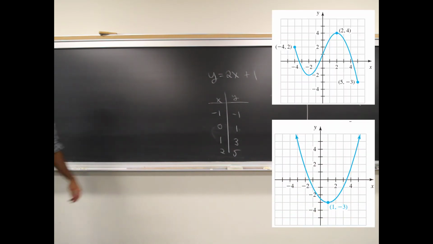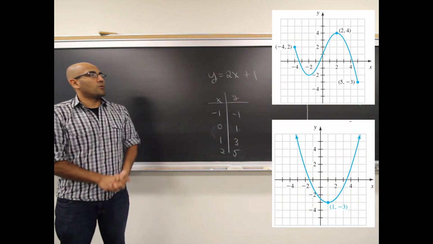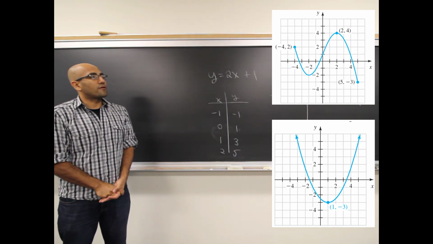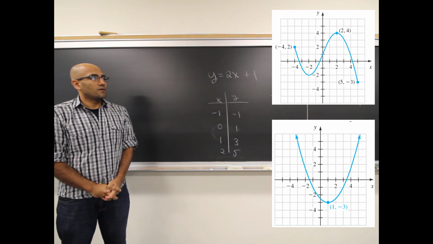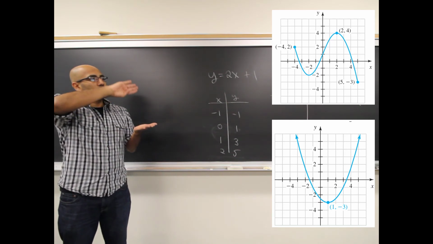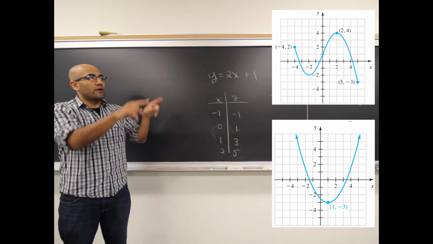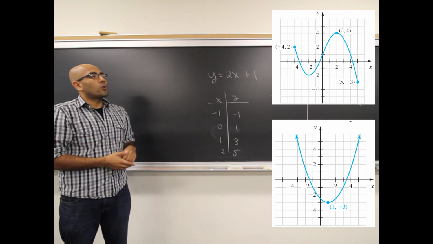Okay. What about these? What about this one? The domain for the first one? -4 to +5. Good. We include the endpoints. What about the range?